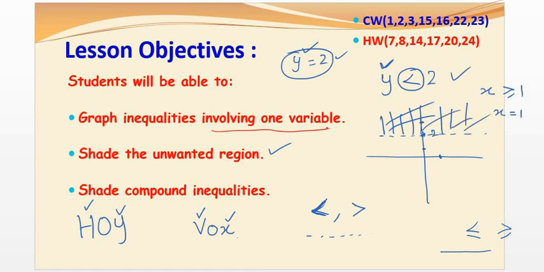We do not need the values greater than 2. We do not need 3, we do not need 4, we do not need 5. So we will shade them, and the blank, or not shaded, area is the region that we need, and the shaded area is the region that we do not need. Okay, let me explain it to you now.